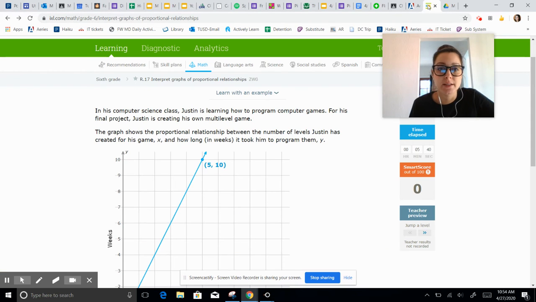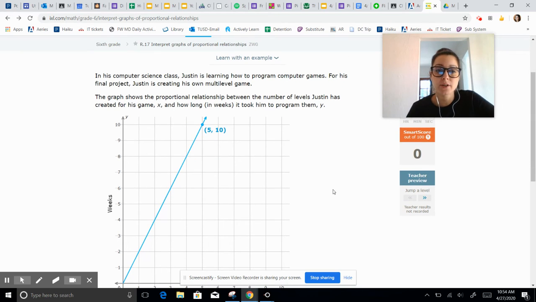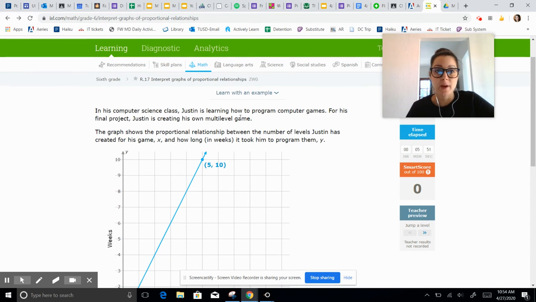So looking at the IXL now, this was your homework, to get to 70. All you're doing is interpreting the graphs and possibly using the unit rate. So let's take a look. This one says, in his computer science class, Justin is learning how to program computer games. For his final project, he's creating his own multi-level game. The graph shows the proportional relationship between the number of levels Justin has created for his game, X, and how long it took him to program them, Y.